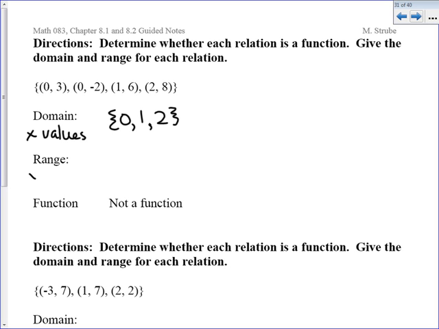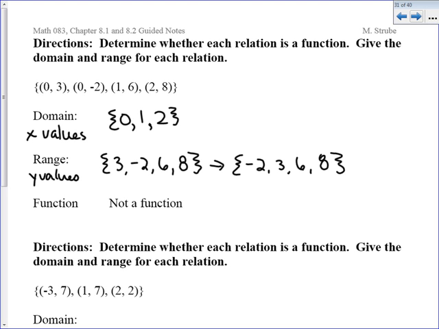And then range is y values. So I'm going to open up my set since I'm working with ordered pairs here. I have 3, -2, 6, and 8, which you likely won't see in a text. And I'm okay if you skip this step. Generally speaking, when you make your sets, you go smallest to largest. And the x values were already in order, the y values weren't. But if you leave them out of order, I'm okay, as long as you put the squiggly brackets and don't repeat values.